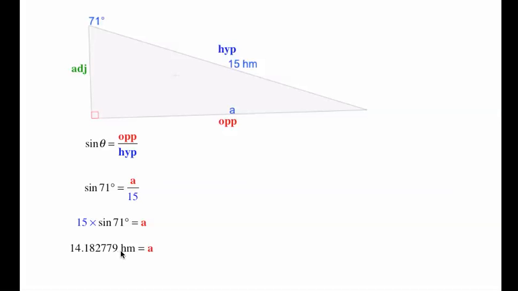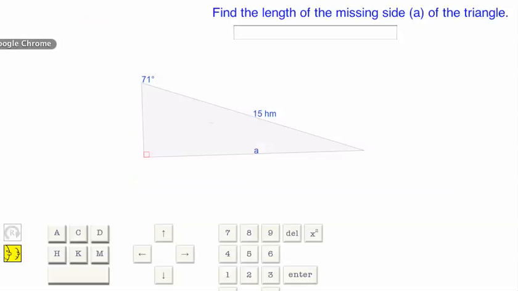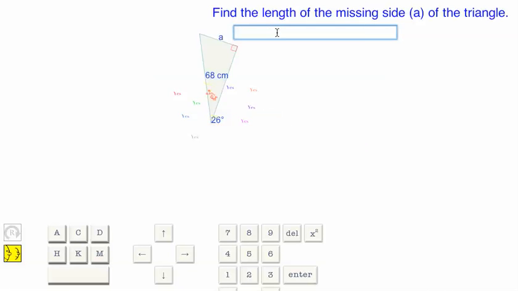You're going to get 14.1827779 hectometers. Let's see if that's right by putting it into the program. Let's just round that off, 9 hectometers. Yay, and there we go, and that's how you do level 1.